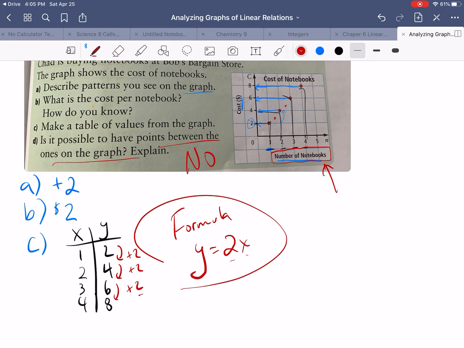Sometimes we can because it makes sense on the graph. Sometimes you can't. So just make sure that you're thinking through, does it make sense? Could I buy part of a notebook and spend money on it? No. Chapters ain't going to let you buy like half a notebook. So the answer is no.